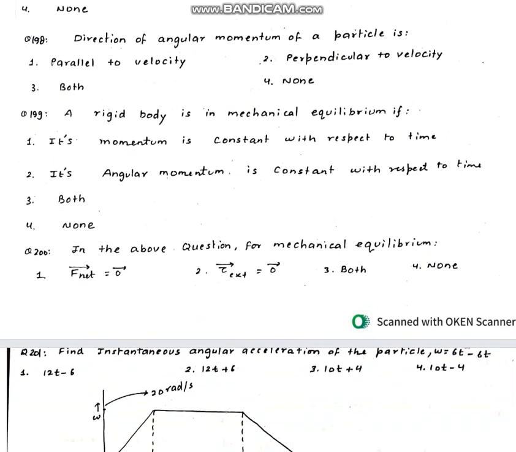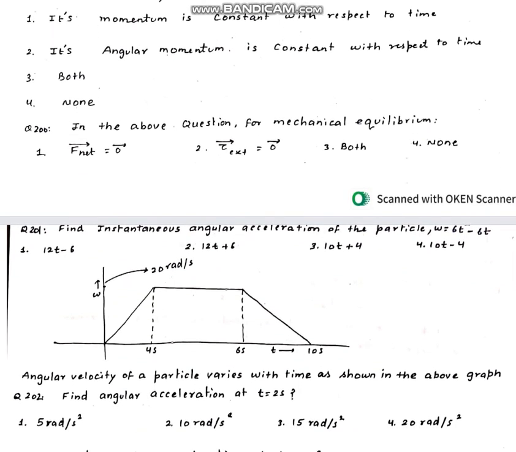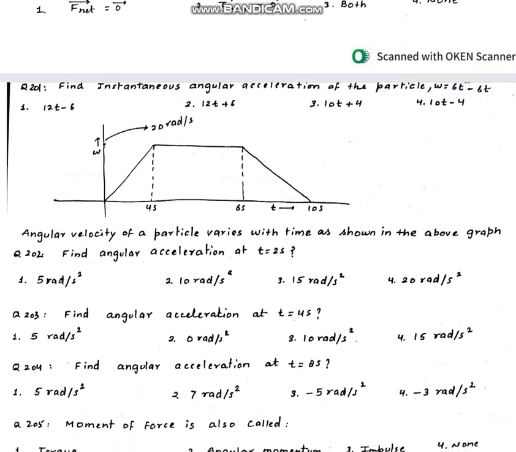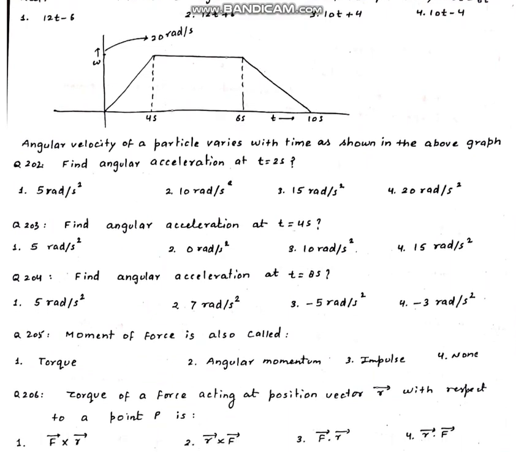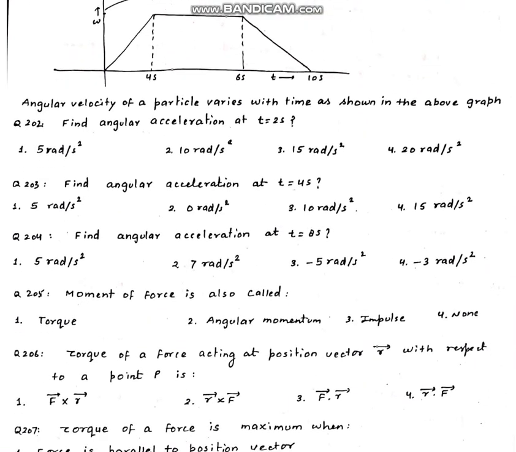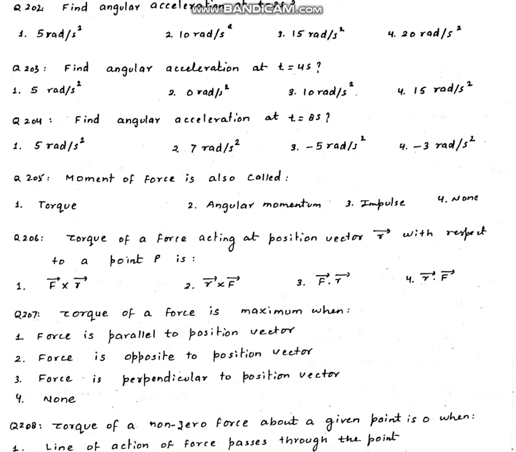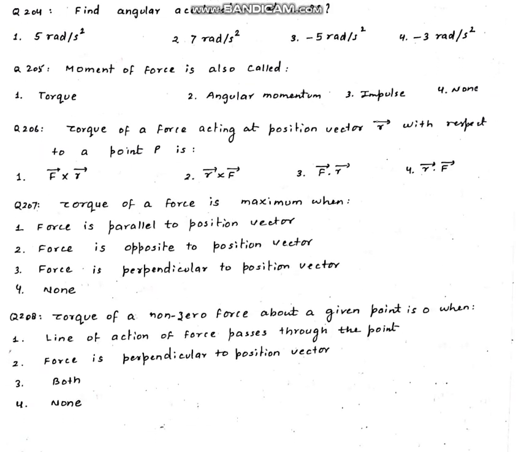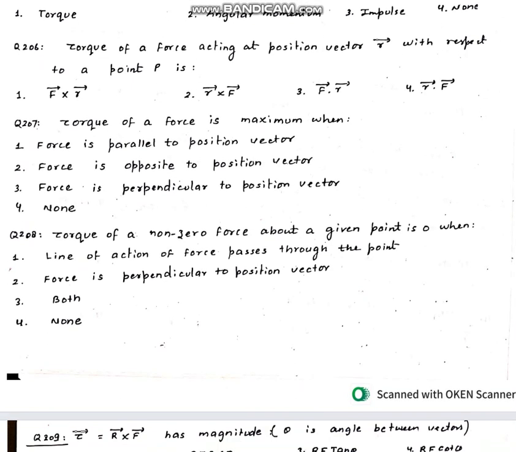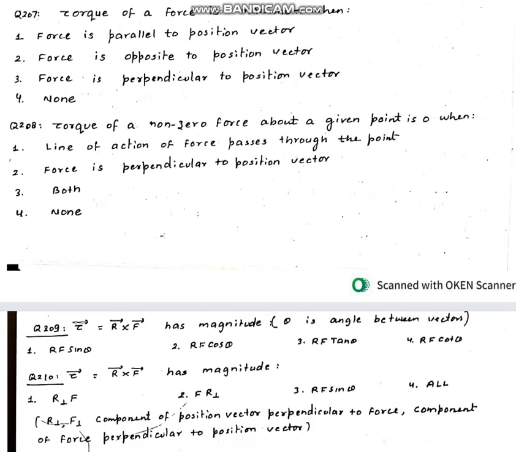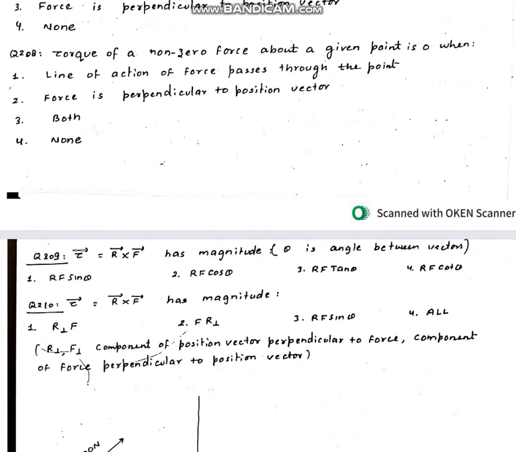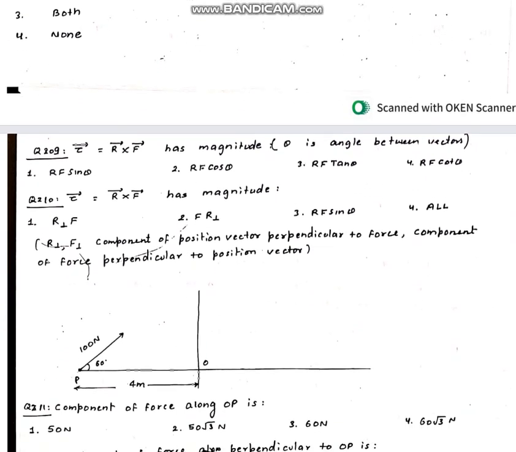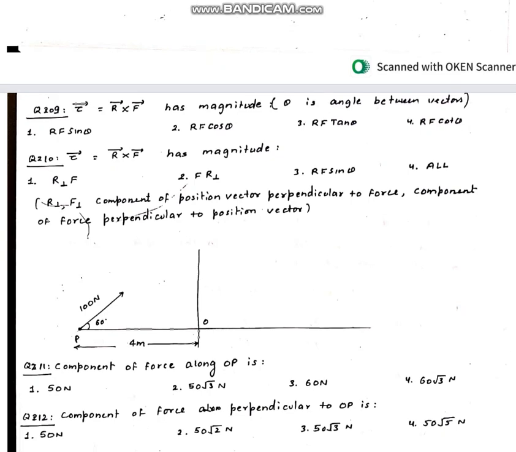Then we have the conditions of mechanical equilibrium of the system. Then we are given a question based on angular velocity versus time. We are asked the angular acceleration at t equal to 2 seconds, then 4 seconds, then at 8 seconds. Then we are asked about moment of force. Then we are asked about torque. Then conditions for maximum and minimum torque, which is 0. Then magnitude of torque. Then component relation and torque.